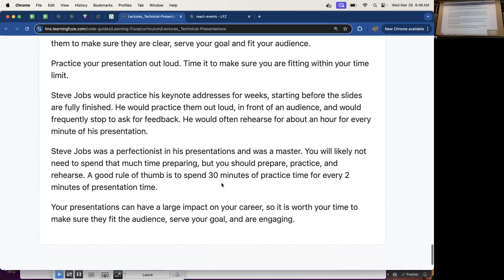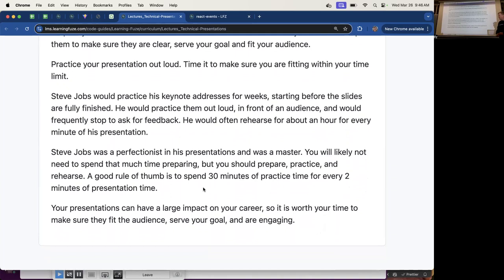But how long should you spend? I did some reading on that, and I found that a good rule of thumb is to spend about 30 minutes of practice time for every 2 minutes of presentation time. Okay, so about 15 minutes per minute. So if you're saying, okay, I'm going to do a 20-minute presentation, that's 10 2-minute chunks. So that's 5 hours. So I'd have 5 hours where I'd be going over my slides, rehearsing them, making sure I really have them down and that I've got it ready to go.